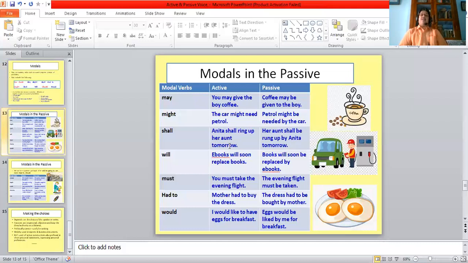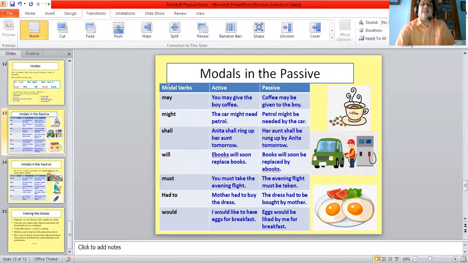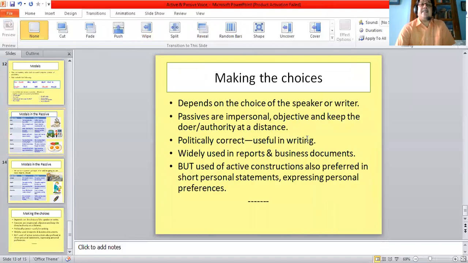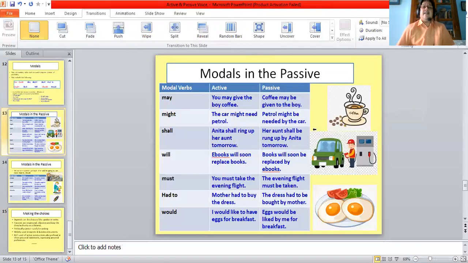What about the use of had to? Mother had to buy the dress, or the dress had to be bought by mother. What about the use of would? I would like to have eggs for breakfast. Changed into the passive, this will be, eggs would be liked by me for breakfast. So these are some uses of the modals, which are may, might, shall, will, must, had to, and would. Now, we shall be considering another set of modals in the passive.